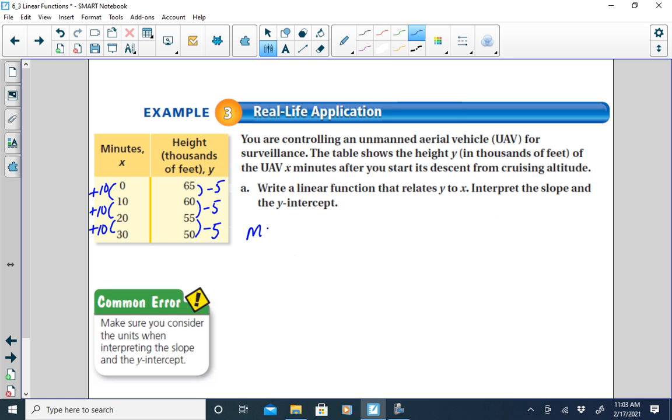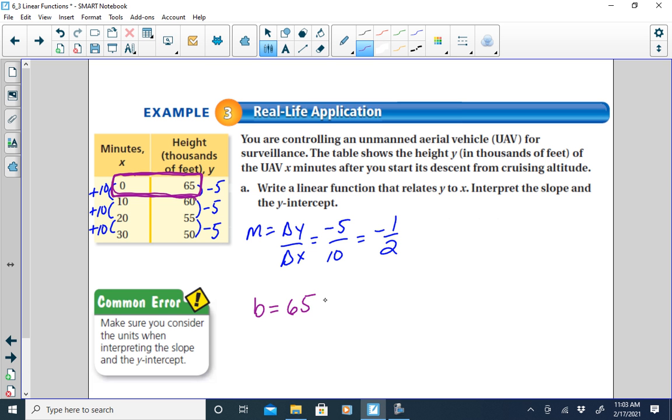So our m is still going to be equal to the change in y over the change in x, which is going to be negative 5 over 10, which simplifies to negative 1/2. Just as we did in the other examples, we still need our output when our input is 0 in order to find our y-intercept, b for short. And here is our output when the input is 0. Our b is equal to 65,000, or 65.